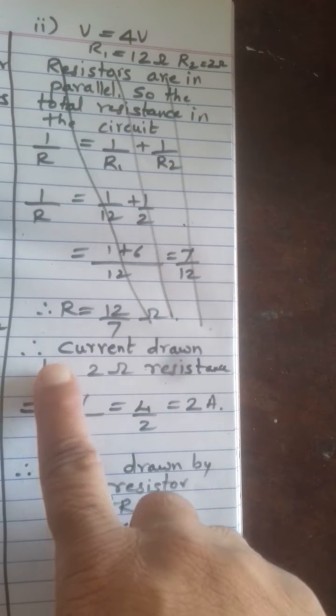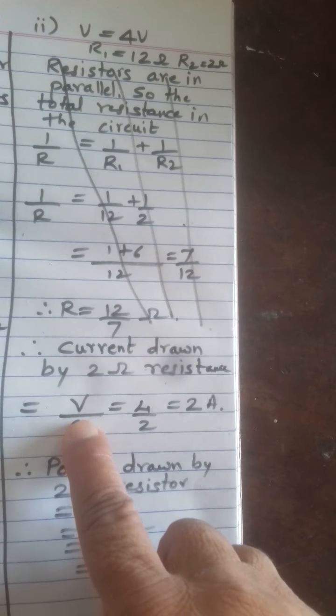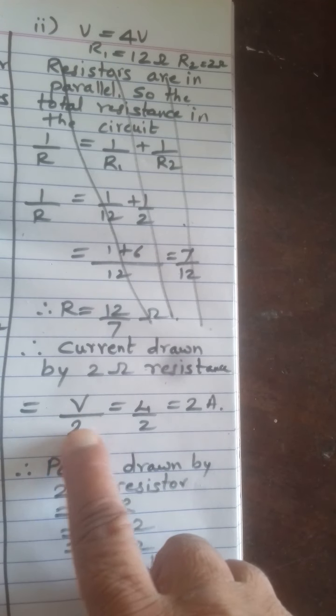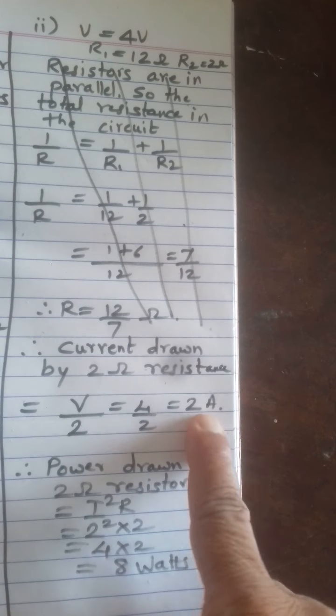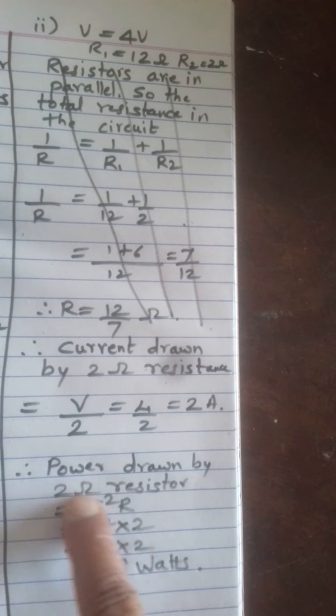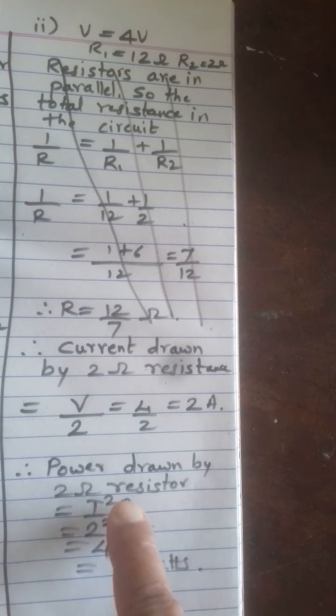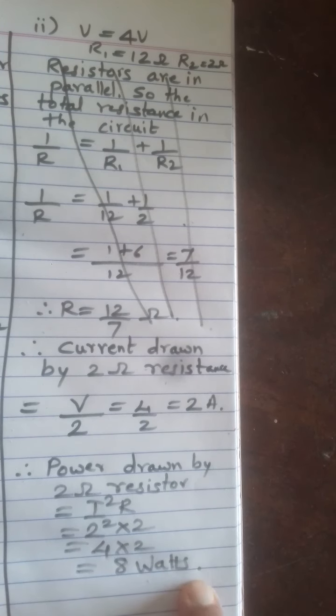So current drawn by 2 ohm resistor is V by R. V is 4 volts and 2 ohm resistor R is 2. 4 by 2 is 2 amperes. So power drawn by 2 ohm resistor is again P is equal to I square R. Current is 2, so 2 square. Resistor is 2 ohms. So 4 into 2 is again 8 watts. So in both the cases, the power drawn by the 2 ohm resistor is equal. That is equal to 8 watts.